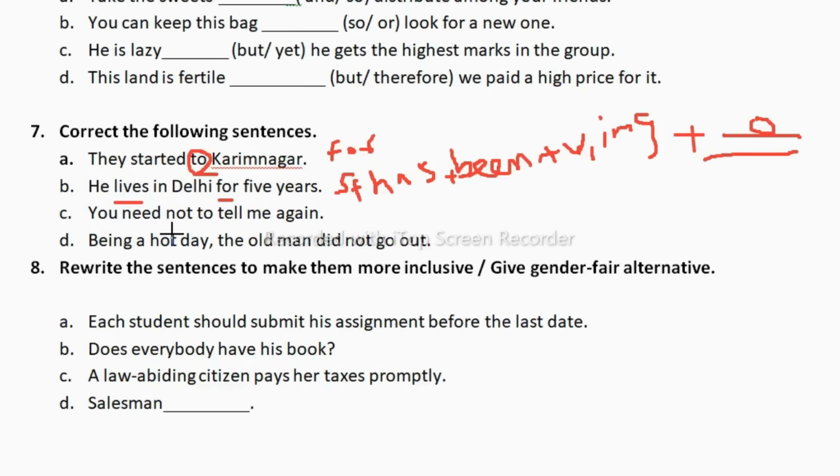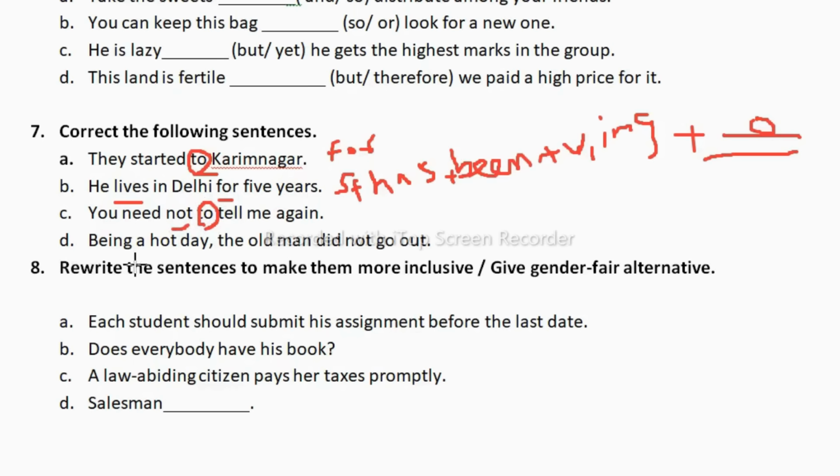But when the verb is followed by "not", you can see "not" in the sentence, then we should not use "to" when the verb is following "not". So you need not tell me again the correct answer, because whenever "need" is combined with "not", we should not take "to". The usage of "to" becomes wrong.